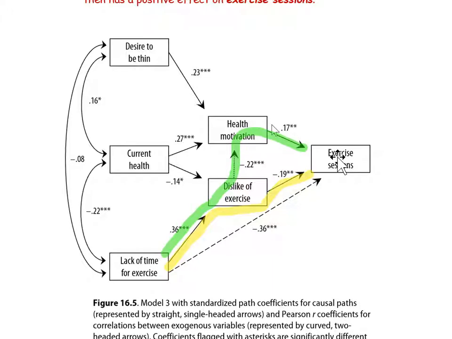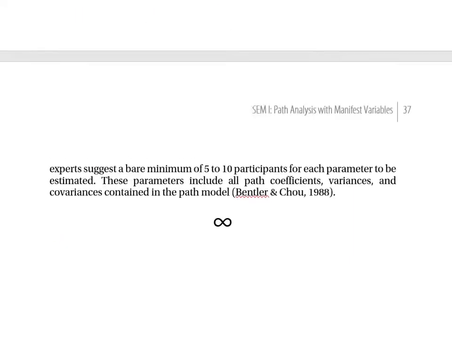That is a different indirect effect. So, lack of time for exercise has two indirect effects on exercise sessions: one represented by this yellow line, one represented by the green line, two different indirect effects.